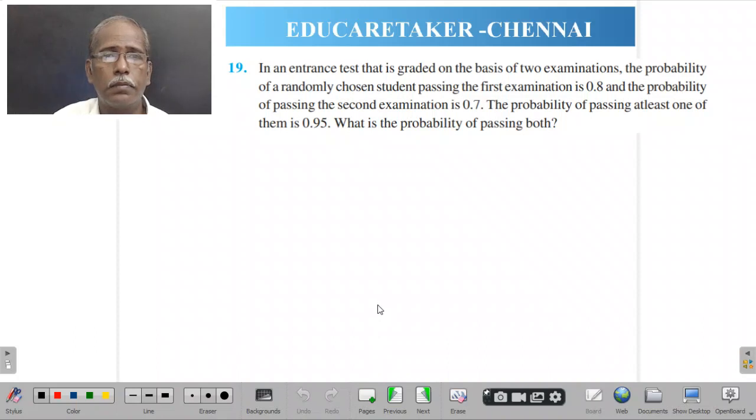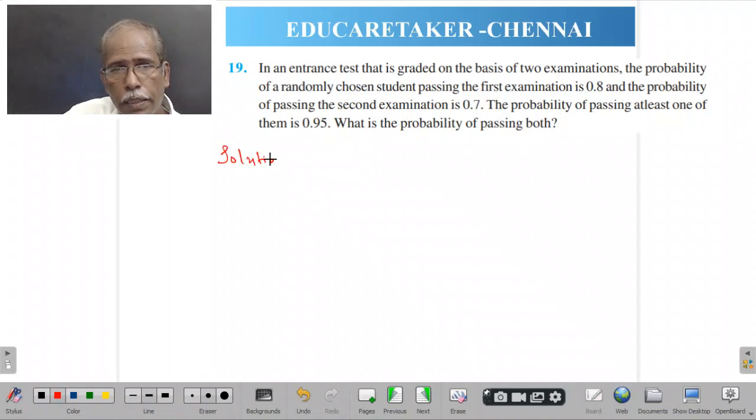Question number 19. In an entrance test that is graded on the basis of 2 examinations, the probability of a randomly chosen student passing the first examination is 0.8, and the probability of passing the second examination is 0.7. The probability of passing at least one of them is 0.95. What is the probability of passing both? It's a normal question.